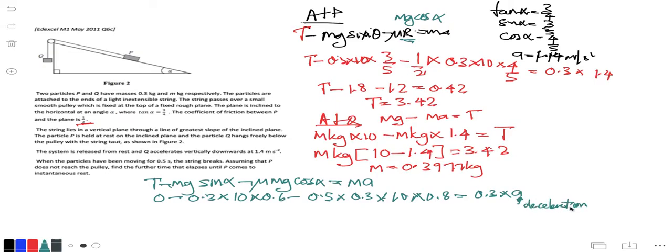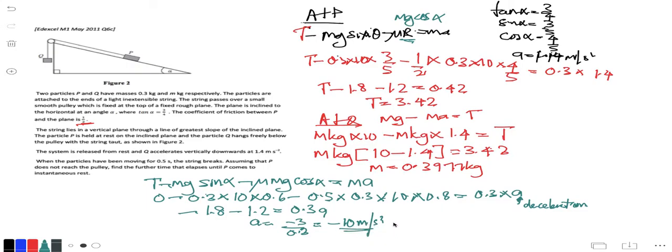Why am I finding the deceleration? Because the moment the string snaps, P will move a certain distance and after that it will come to instantaneous rest. So minus 1.8 minus 1.2 equals 0.3a. So a equals minus 3 divided by 0.3, which is negative 10 meters per second squared. So this is deceleration, certainly.